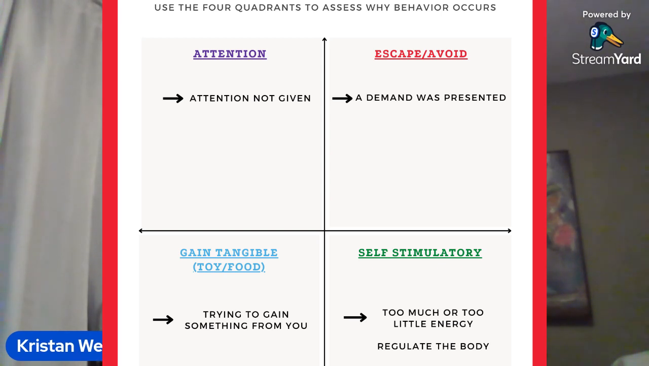And then self-stimulatory is just really the person is doing that to regulate their body. And this can be rocking, flapping, turning themselves upside down, or doing a lot of different things that regulate the body. You might have even done this before. If you're in a meeting and you're shaking your leg or tapping your pencil, it's something to help alert your body to help you stay awake during that meeting.